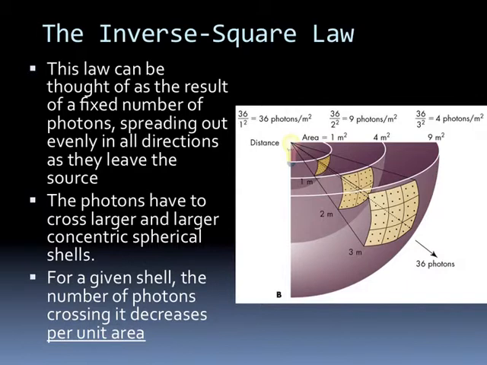If I think of this light bulb here, and I have, say, 36 photons coming through this 1 square meter area at a distance 1 meter away, those same 36 are now spread, when I'm 2 meters away, over 4 square meters. So now there's only 9 photons per square meter. I have the same number of photons going through all of these, but the area that they are spread out over is getting larger. So the number of photons per unit area decreases.